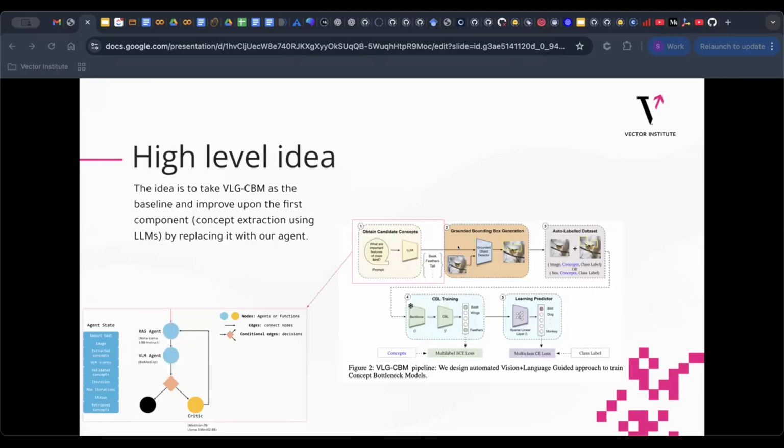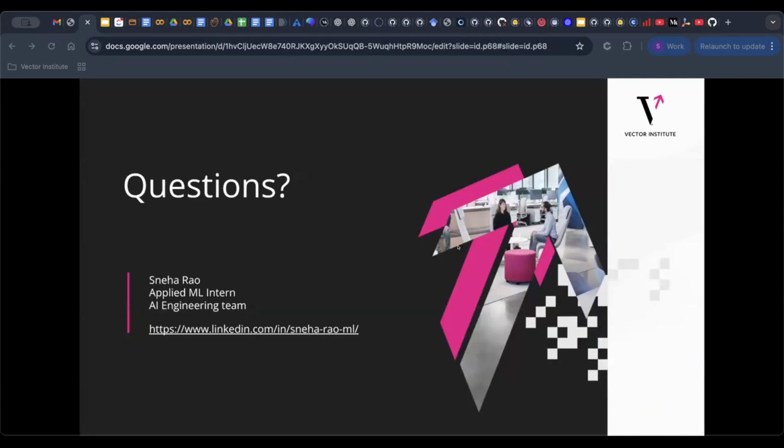The high level idea is to replace the concept extraction flow with this pipeline, because the majority of the papers have just used an LLM and are just calling that for getting the concepts. That was a brief about what we are planning to do. The next steps are to do the visual grounding of the concepts and to organize the concepts into a hierarchy, because our focus is mainly in the medical domain. So for this research, thank you.